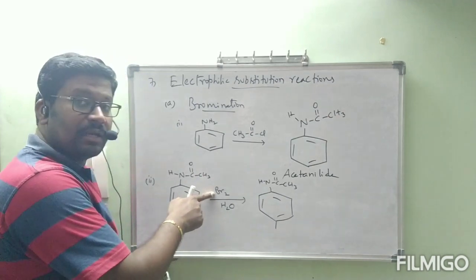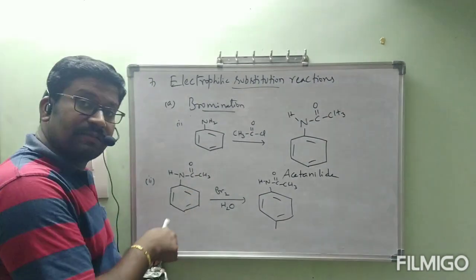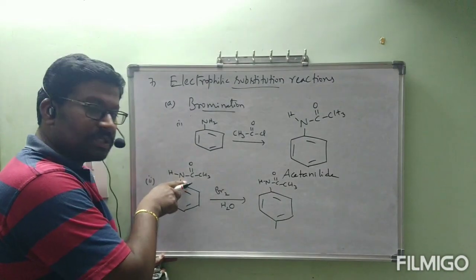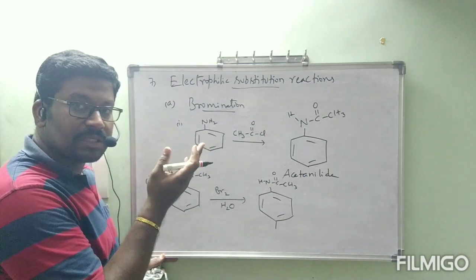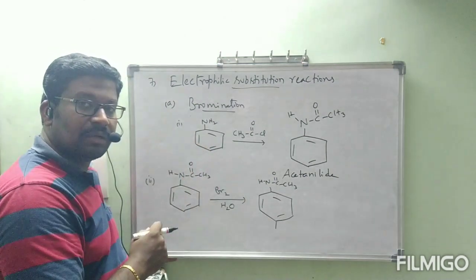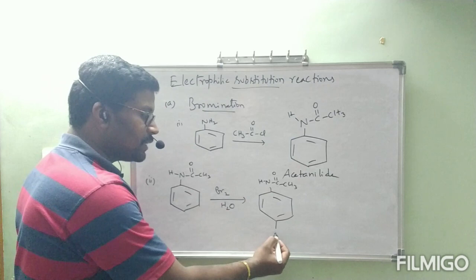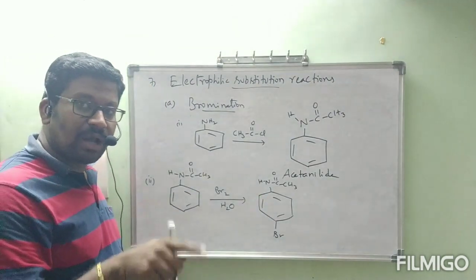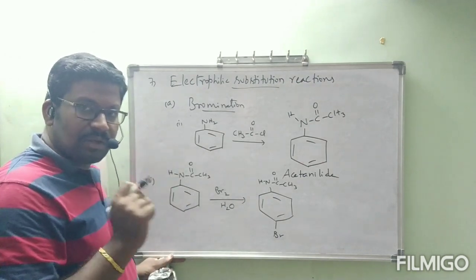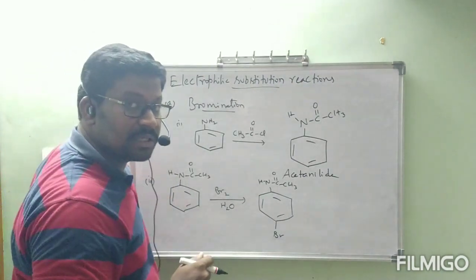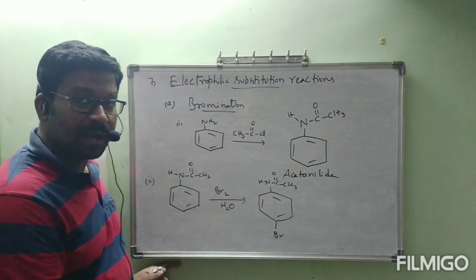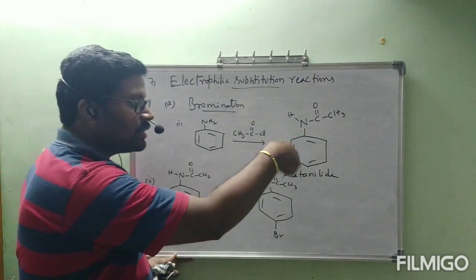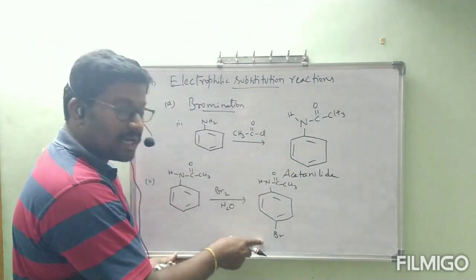Actually, this Br can attack the ortho position as well as the para position. But the ortho position Br is nearer to this NHCOCH3, so there are high repulsions. We can't get the ortho product as the major product, but we will get the para product as major. So directly I am showing the para product only. There is a chance to get ortho as well as para, but ortho will experience more repulsions, because of that we get the major product as para-bromoacetanilide. This is normal acetanilide in which the para position contains Br.